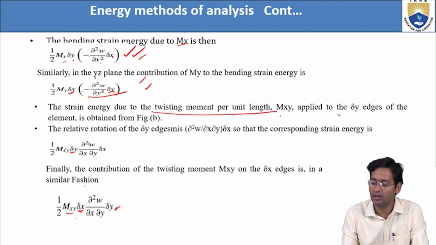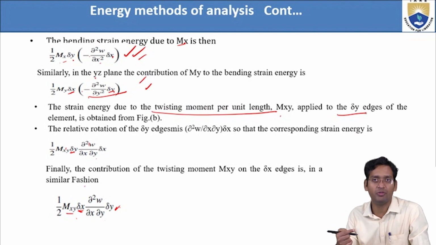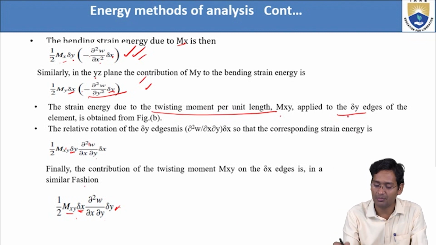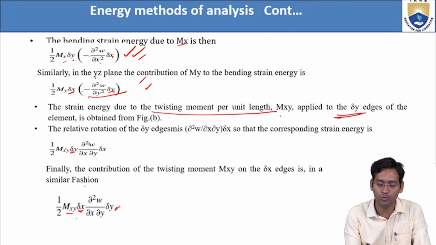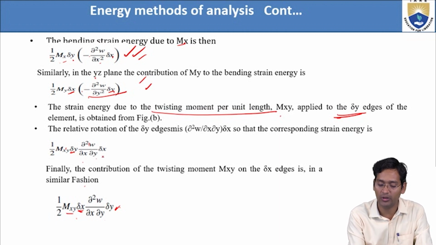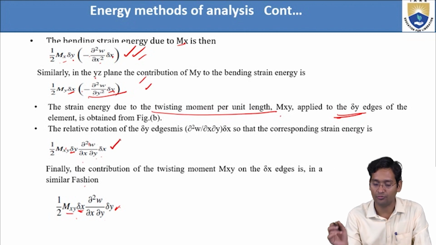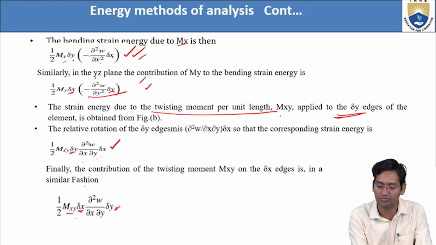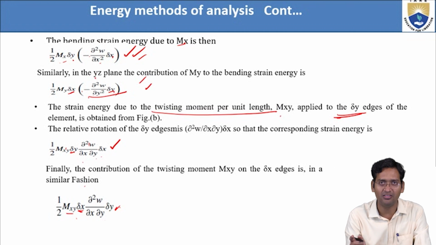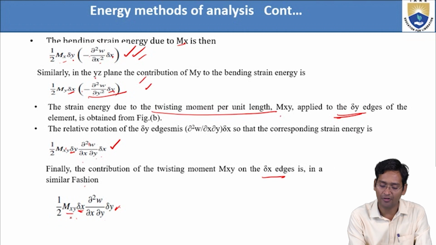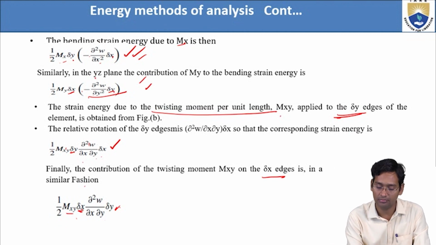So now Mxy applies to the del y h. Similarly again Mxy for the del x h. So first Mxy for del y h. So now we are taking for del y. So just same here, half Mxy into del y plus ∂²w/∂x∂y into del x. Right. Taking along y, so x will be there, only this del y will multiply. Now taking along del x h, so same will be there, wherever x is there, change to y. So after taking along del x h, half Mxy into del x into ∂²w/∂x∂y into del y.